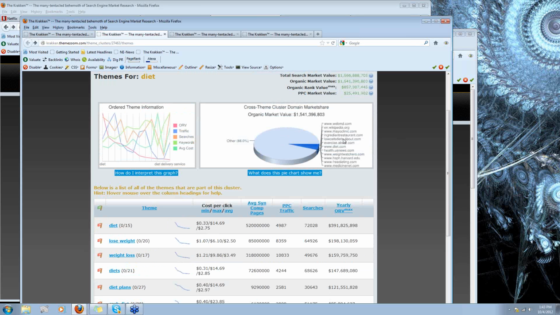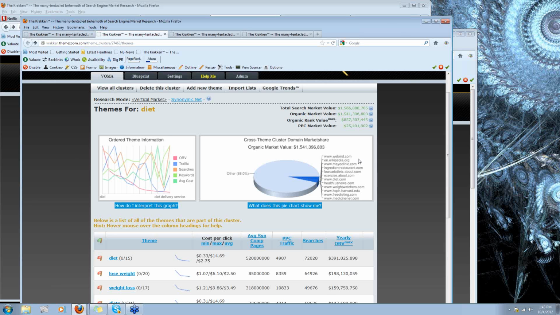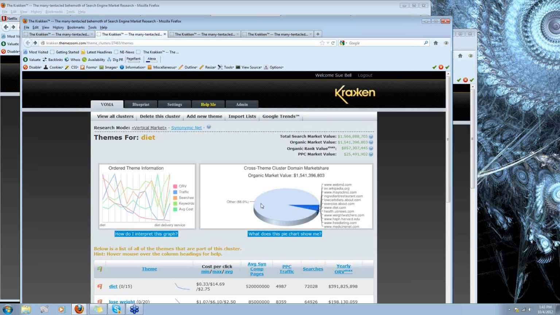WebMD, Wikipedia, Mayo Clinic, ingredientsrestaurant.com. That's interesting. About.com, a couple of different about.com subdomains, diet.com, US News, Weight Watchers. So you can get a feel there. The majority is miscellaneous, right? And then there's just like 20 or so guys that have gotten any kind of a piece of the data.